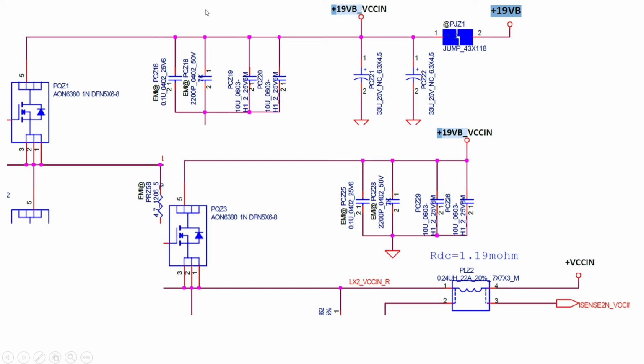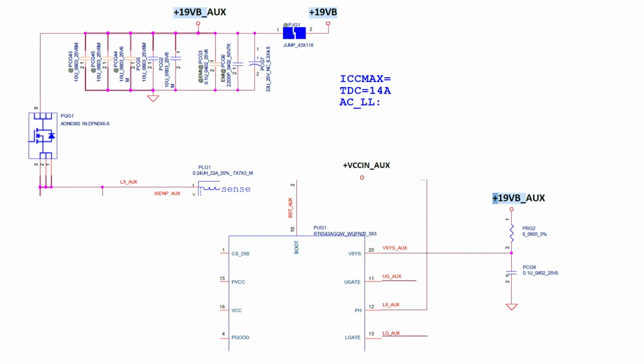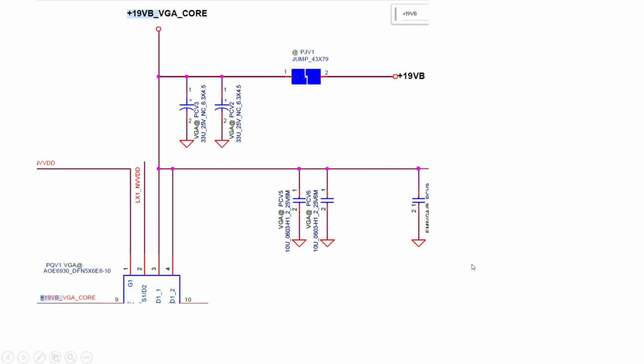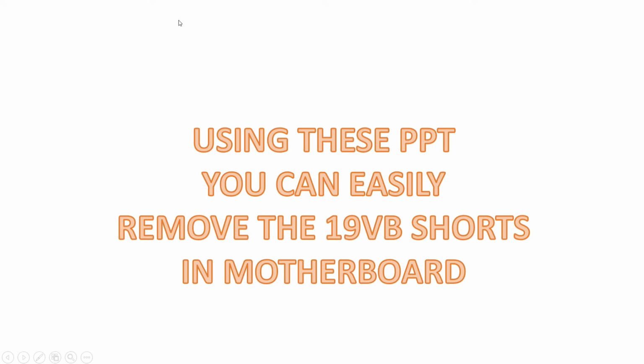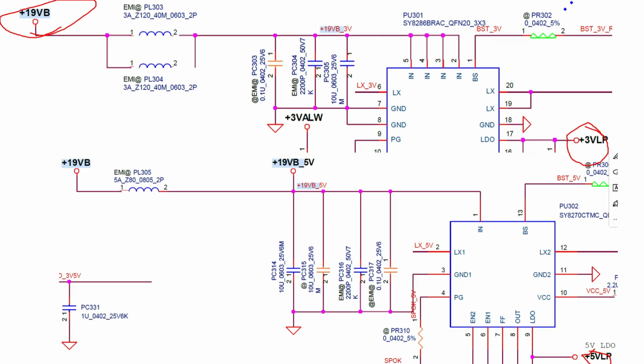See here, VCC in: the high MOSFET will be active, not the low MOSFET. Here also a high MOSFET, it's the 19VB auxiliary high MOSFET. And next, here also a high MOSFET, it's the VGA core. These are the sections that will be active. Using this, we can easily remove the short in case the 19VB section is shorted on a particular motherboard. See, 19VB is 3.5 volts.